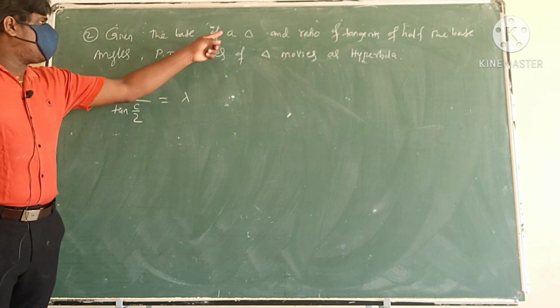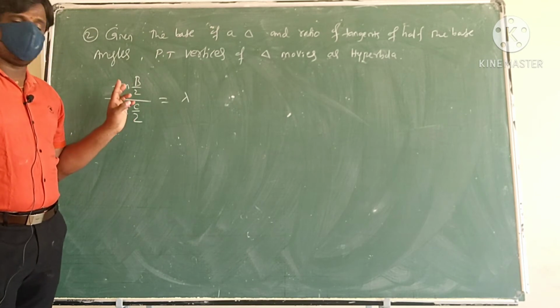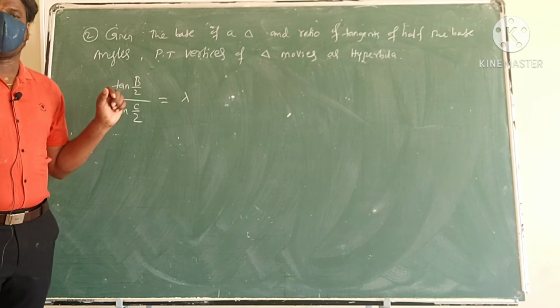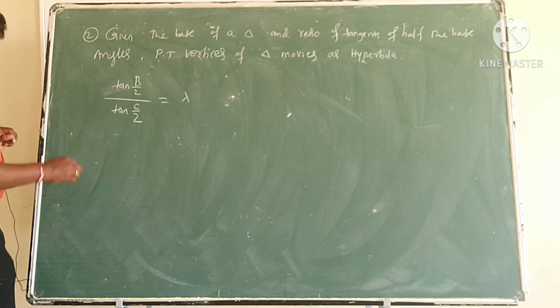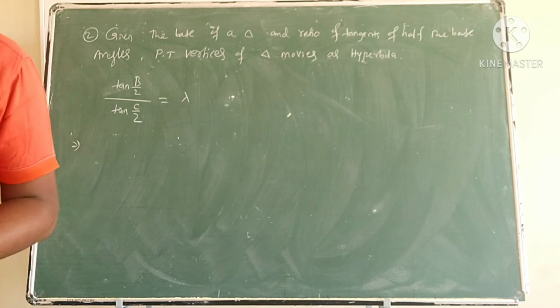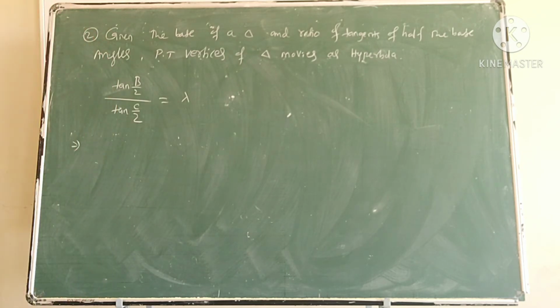So you said vertices of a triangle, and tan B by 2 times tan C by 2 is lambda. What is the tan B by 2 formula? Tell me first. Del by S into S minus B.